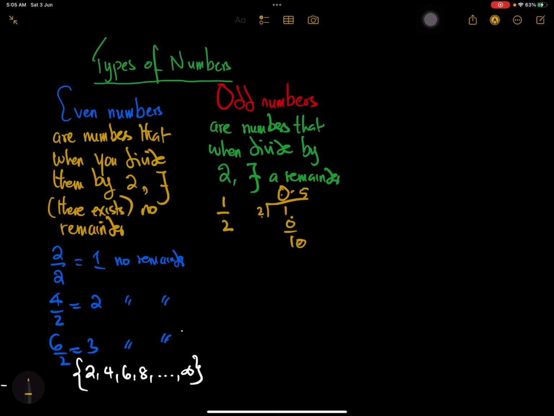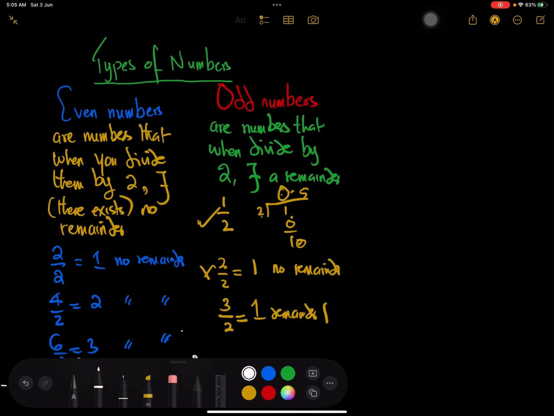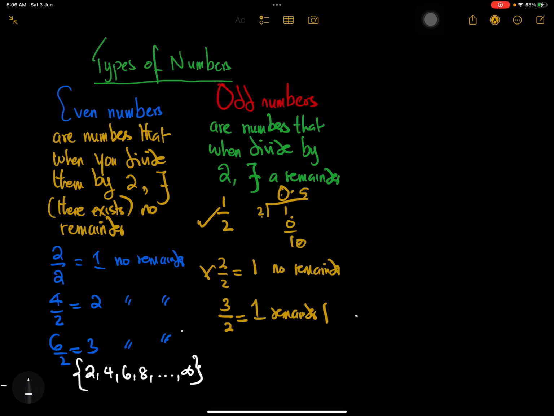You take the number 2 and you divide by 2, you get 1. No remainder. So 2 cannot be an odd number. But this is. What about 3? If we divide 3 by 2, we'll get 1, but remainder 1. So from this trajectory, we can see that odd numbers begin from 1, 3, 5, 7, 9, up to infinity.